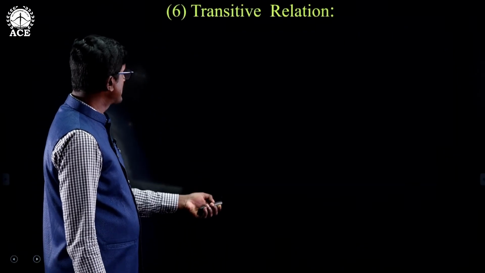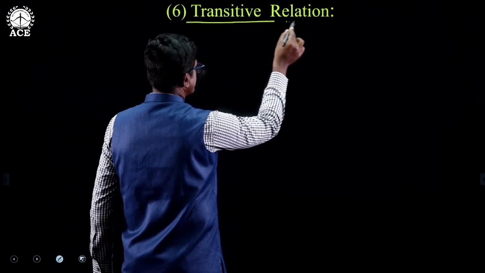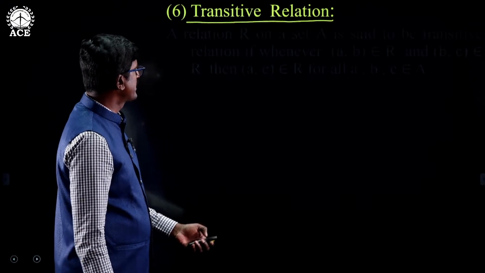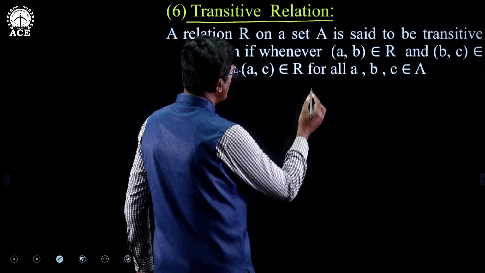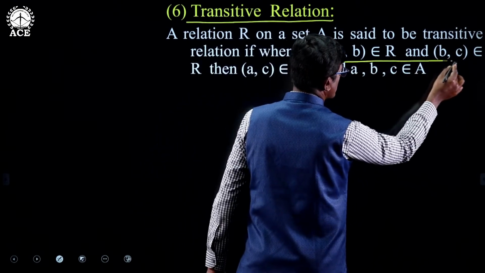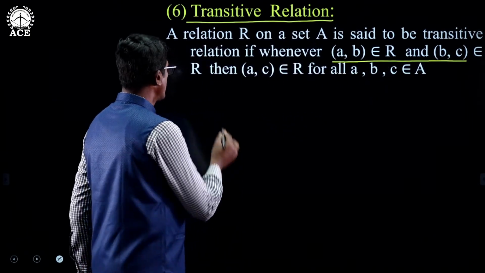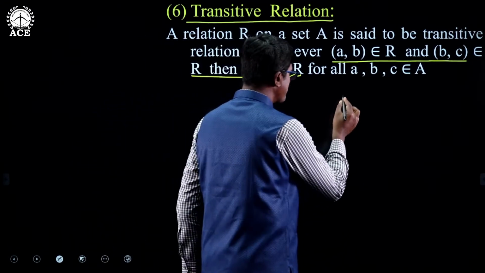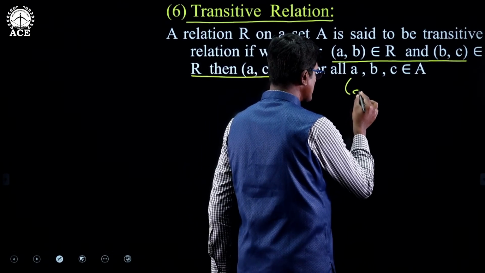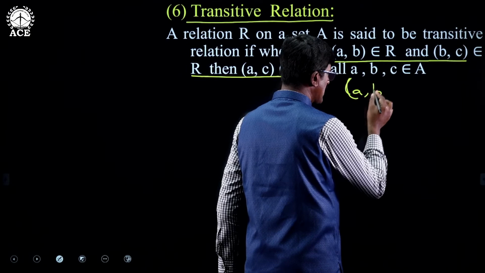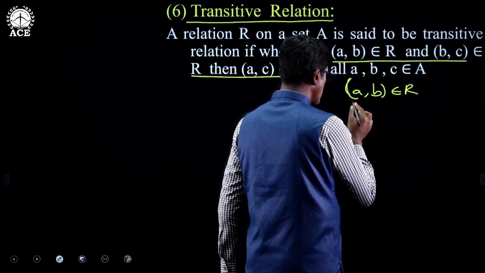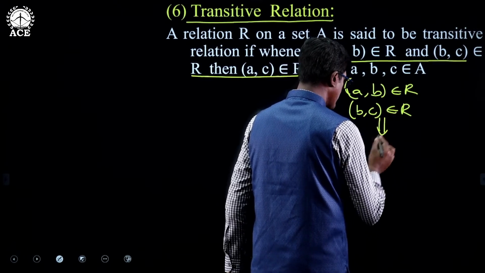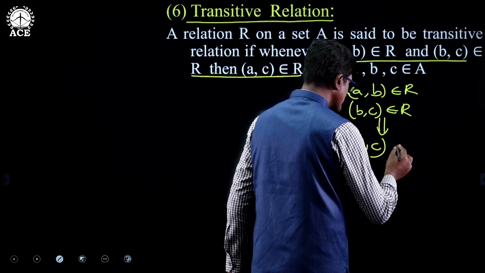Now I'll explain the next property of a relation, that is the transitive property. Whenever (A, B) belongs to R and (B, C) belongs to R, then (A, C) must belong to R.